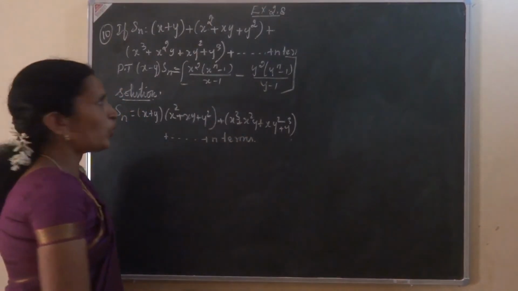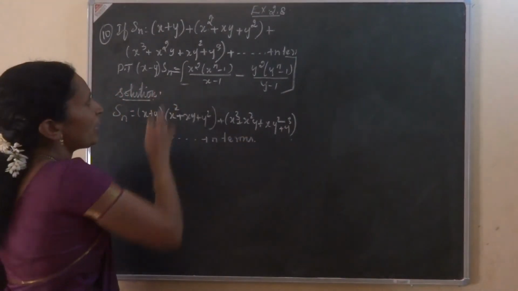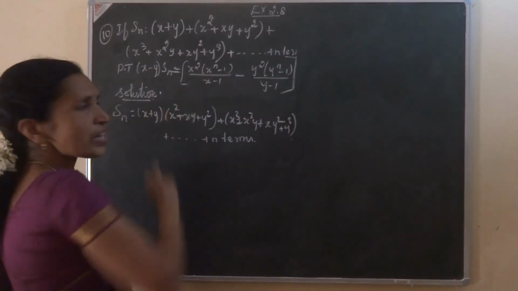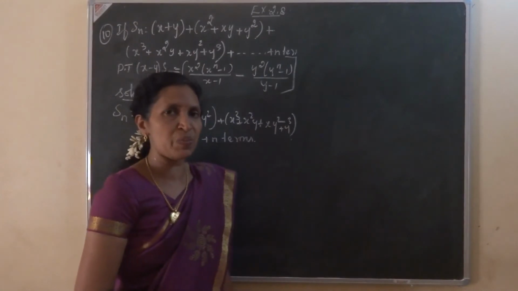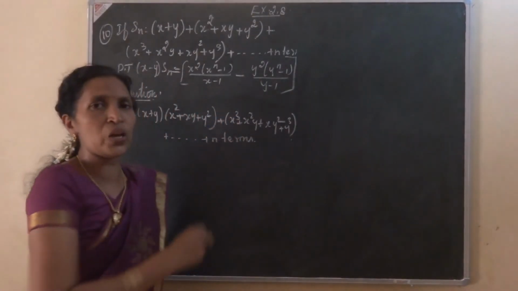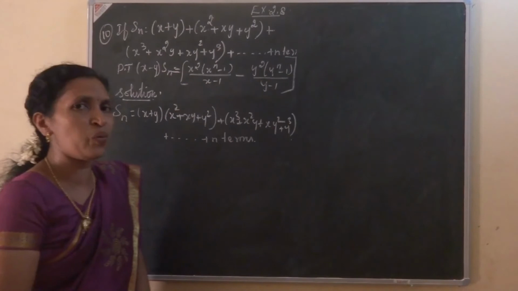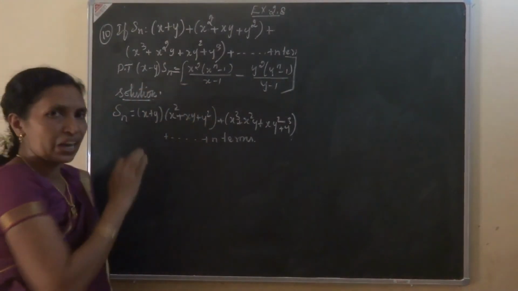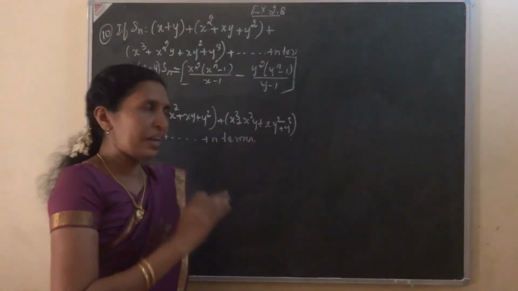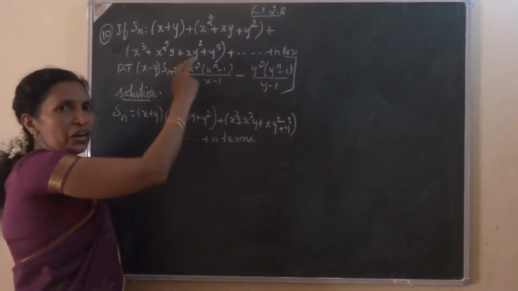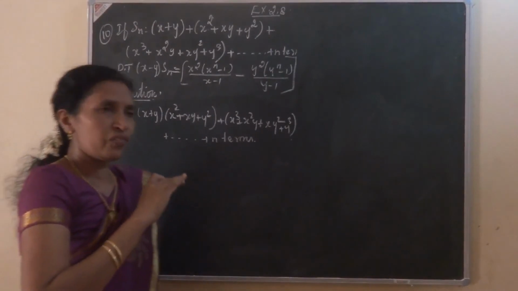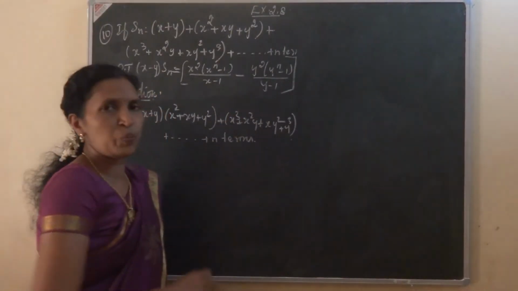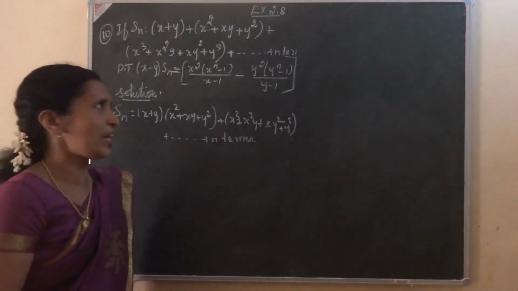You have to prove (x minus y) into Sn equal to x square into (x power n minus 1) divided by (x minus 1) minus y square into (y power n minus 1) divided by (y minus 1). For that, shall we take the left hand side? You have to take the left hand side and apply this Sn value, then simplify. Finally, you will get the right hand side value, that is the proof. Just simplification, that's all.